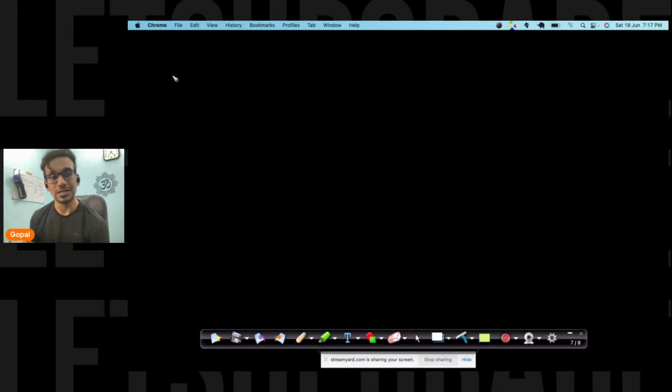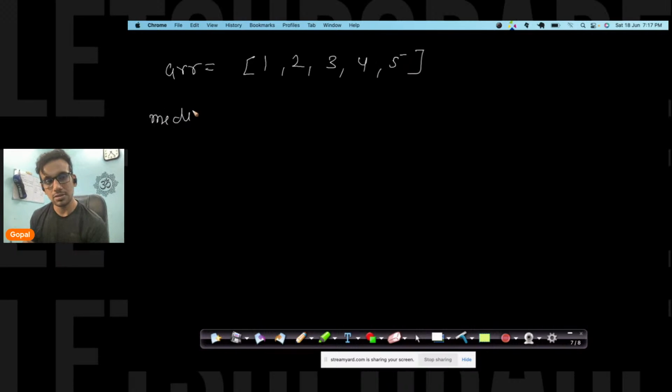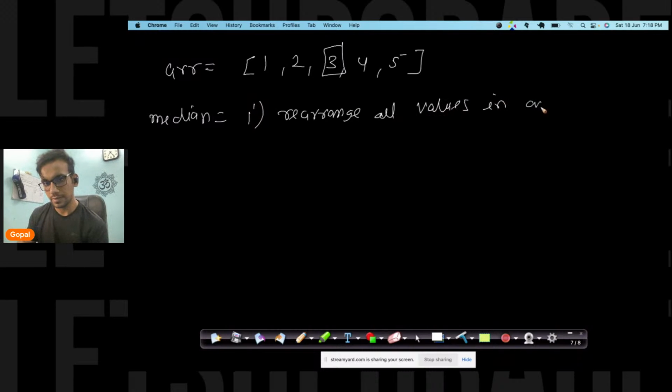What about the median though? So let's say we've got this array here, and we have 1, 2, 3, 4, and 5. If I calculate the median of this array, how much will it be? 3. Because to calculate the median, we need to perform certain steps. First, rearrange all values in ascending order. Second, pick the middle one.